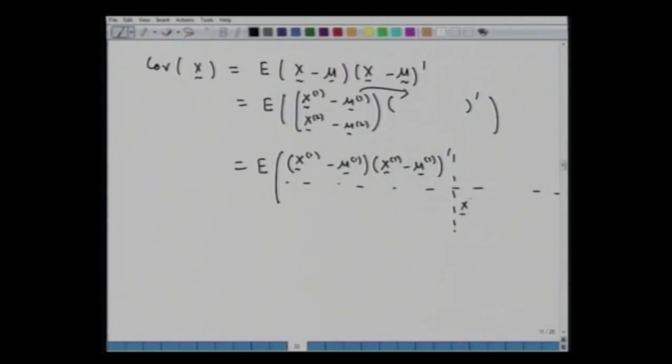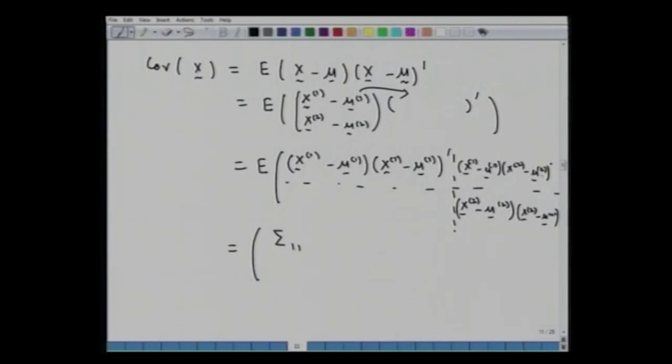This would be the second component x2 minus mu2, then this is (x2 minus mu2) transpose, and then this element would be (x1 minus mu1) into (x2 minus mu2) transpose, and this would just be the transpose of this particular element there. So, this element, once we take the expectation operator inside, would be a p by p matrix, which we denote by sigma 1 1 say.